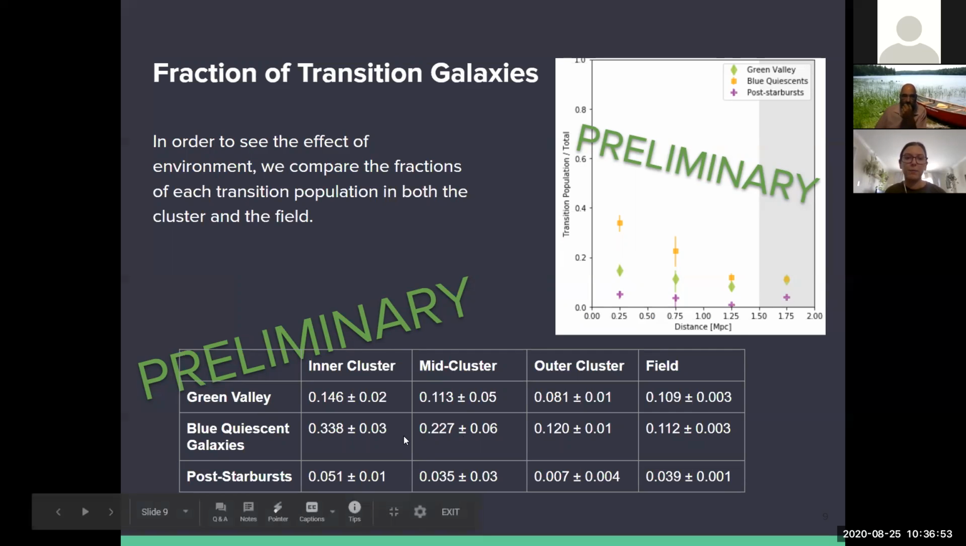So I've summarized this in a table down here if it's easier to understand with the specific numbers themselves. You can see that we're not detecting much of a change in the Green Valley or the post-starburst. We see more of a trend in the blue quiescent galaxies. The idea now is to model these galaxies in order to find out how long they're spending in this transition period, to get a better idea of what processes could be going on in order to push them into this quiescent cloud.